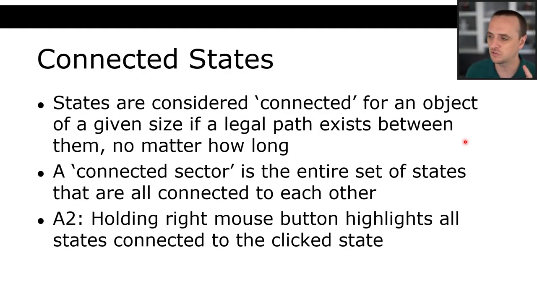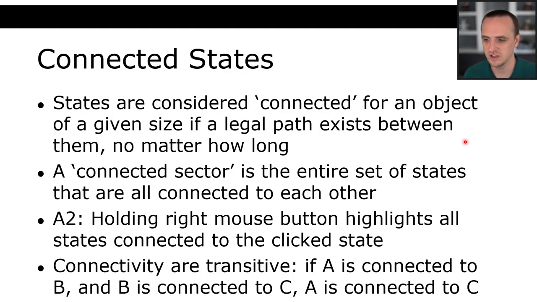And something that's maybe important for an optimization is that connectivity is transitive. So remember your math classes, the transitive property. If A is connected to B and B is connected to C, then A is connected to C. What does that mean? It means that just like in the real world, if you can get from A to B, and you can get from B to C, that means you can get from A to C, right? That's the transitive property. So connectivity is transitive. So keep that in mind for any optimizations you may do.